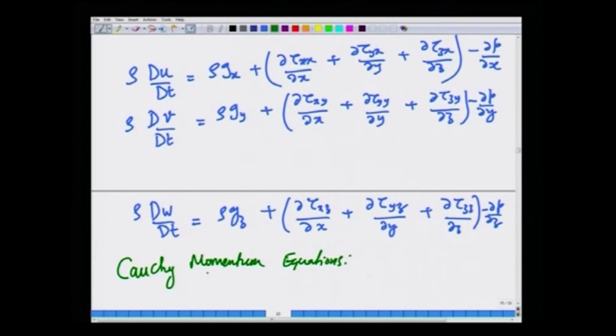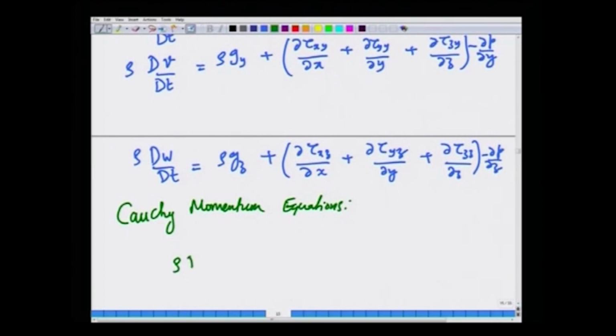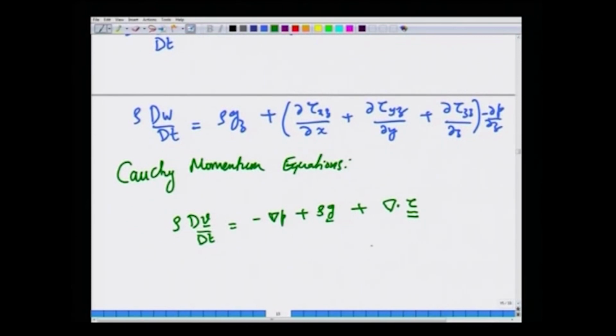Okay. I can also write it in vector form: rho DV by Dt is minus del p plus rho g plus the divergence of the stress tensor. So, just as the divergence of a vector gave you a scalar quantity, the divergence of a second order tensor will give you a vector. So, this is mass times acceleration per unit volume of the fluid, which is equal to the sum of all forces. What are the various forces acting?